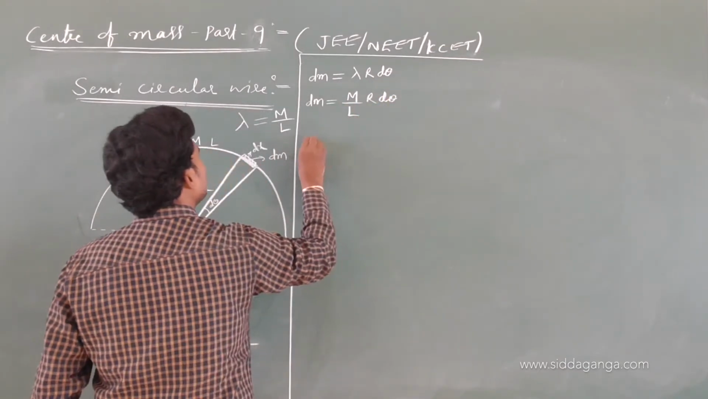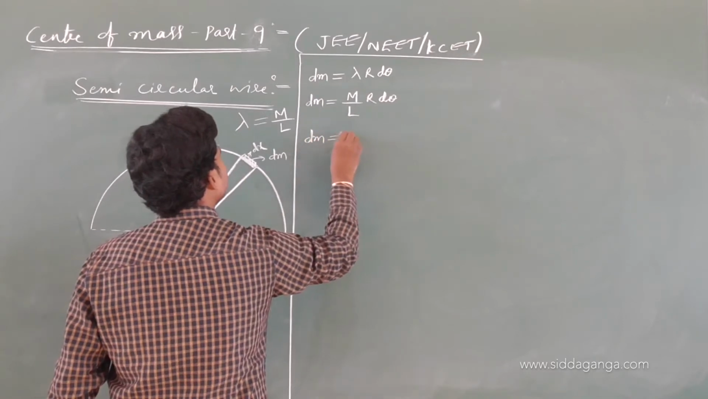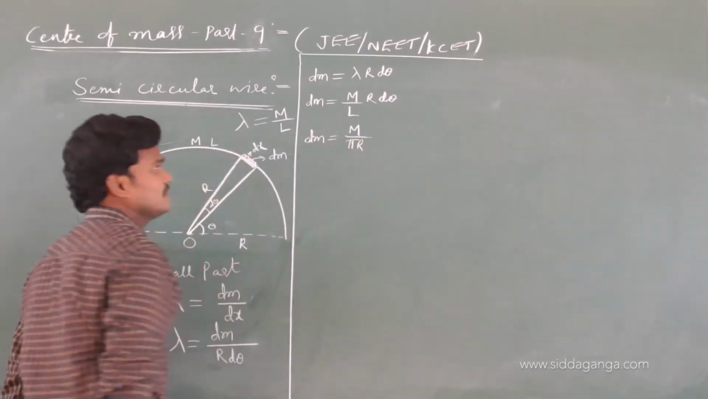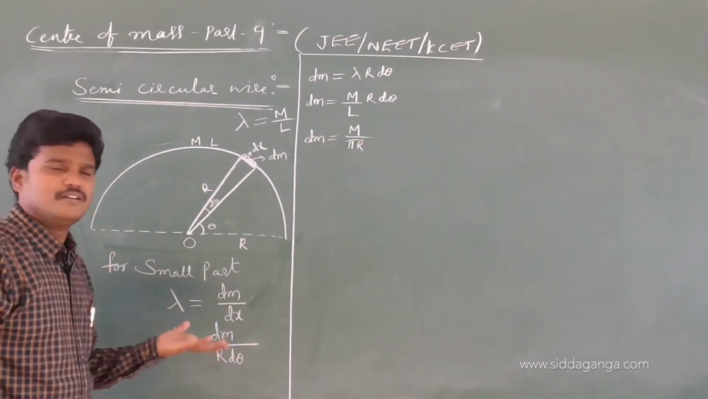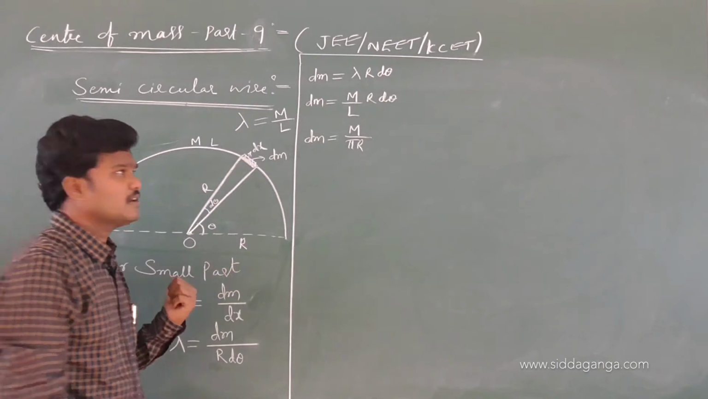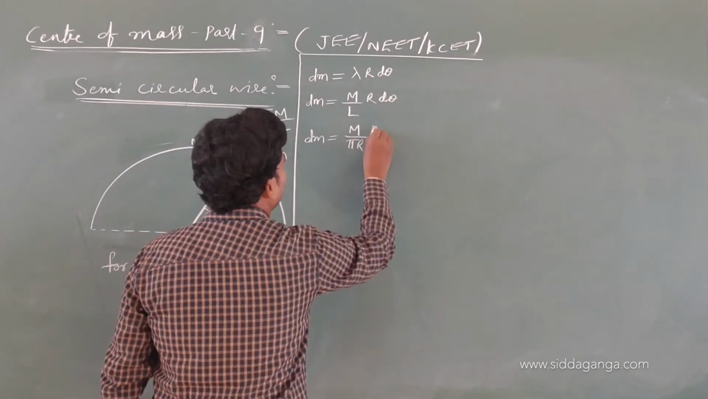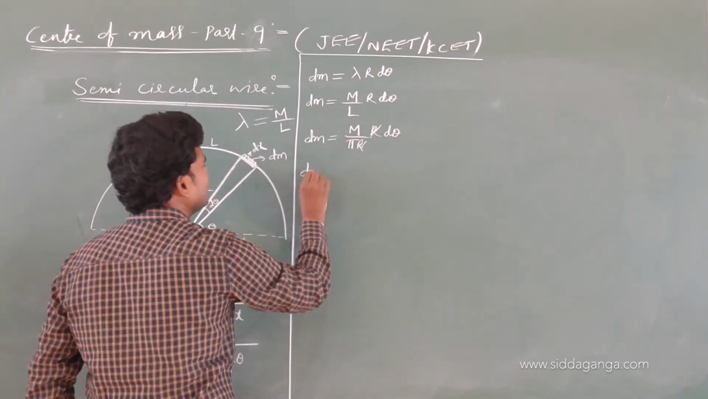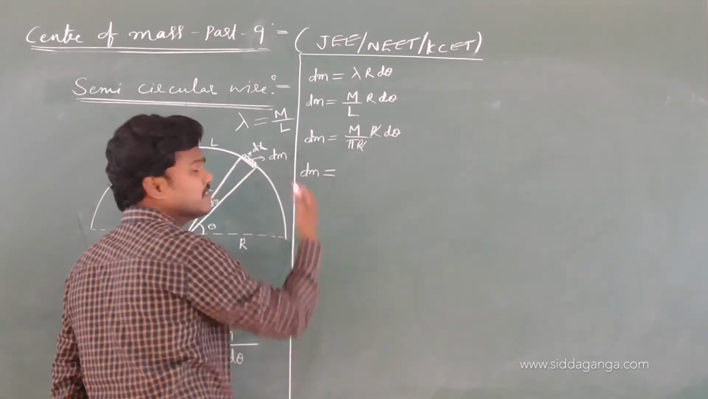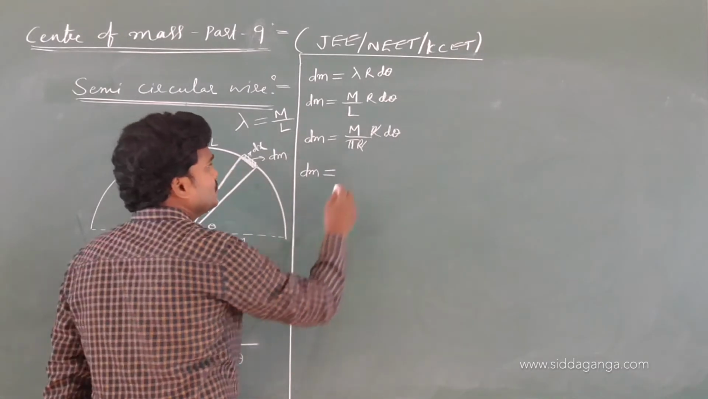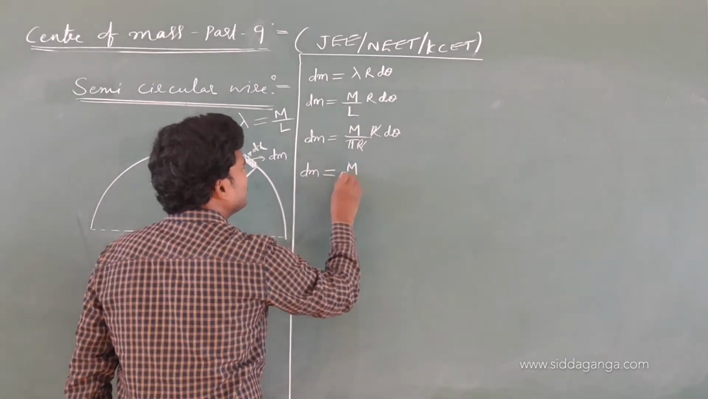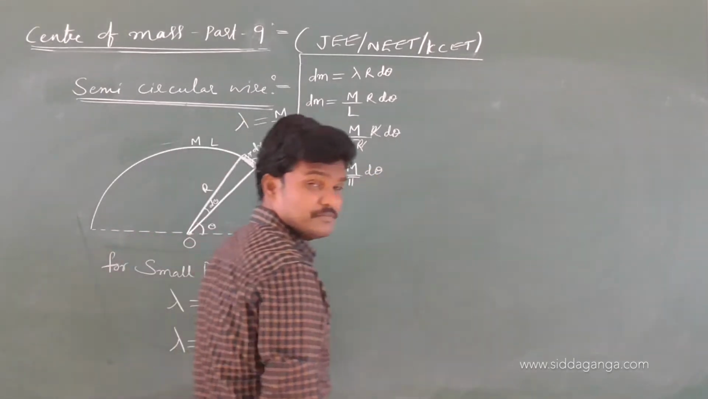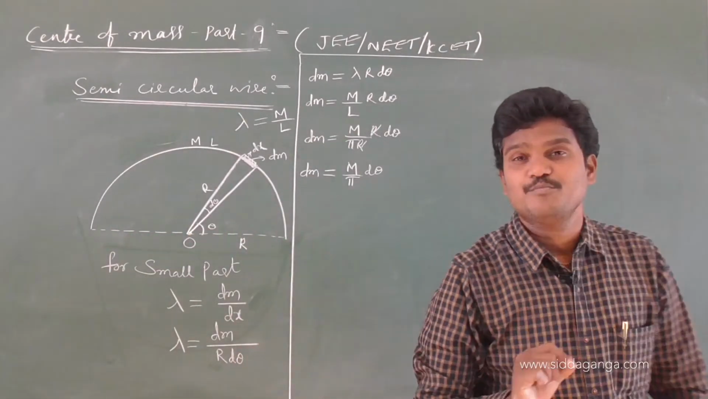What is this L? Length of the semicircular wire. Semicircular wire means what is the length? Pi r. Okay, full circle is 2 pi r. Length of the semicircular wire is how much? Pi r. So pi r d theta. I am writing every step here now. If you know the integration, we can write directly, one step is enough. Anyhow, let me continue. M by pi d theta I am getting now. What is dm? dm is m by pi d theta.